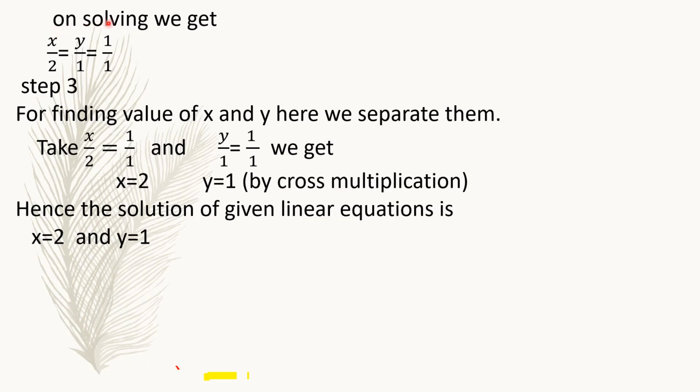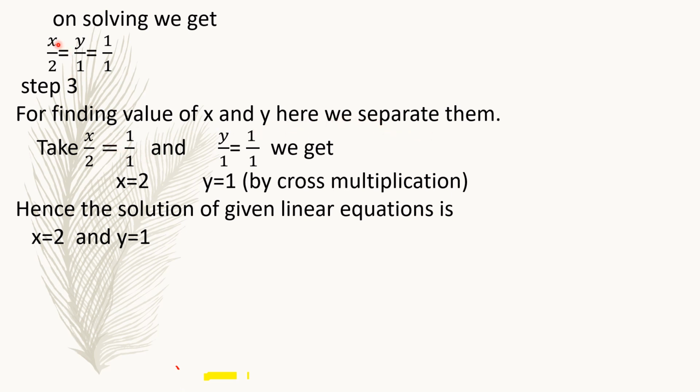On solving the previous equations we get x upon 2 equals y upon 1 equals 1 upon 1. Now we can see that x upon 2 is equal to y upon 1 and y upon 1 is equal to 1 upon 1, and they are equal to each other. It means x upon 2 is also equal to 1 by 1 and y upon 1 is also equal to 1 upon 1. So for finding the values of x and y, we separate them as individual equations.